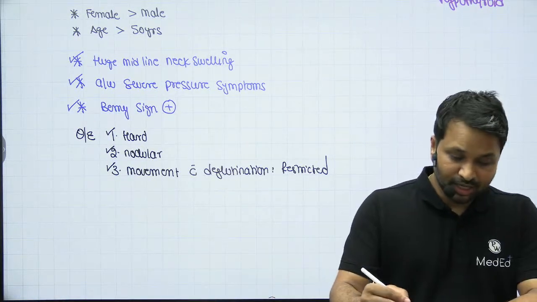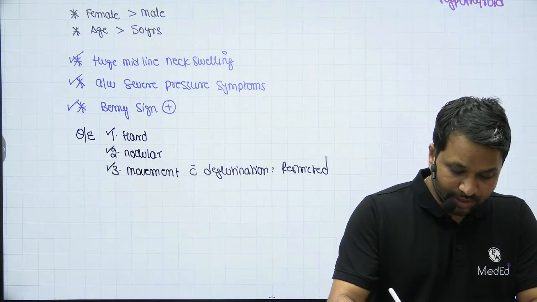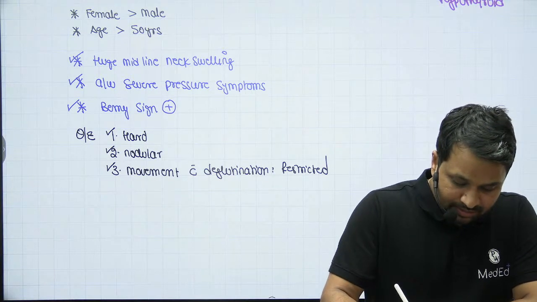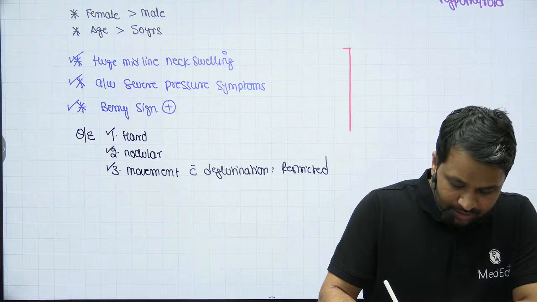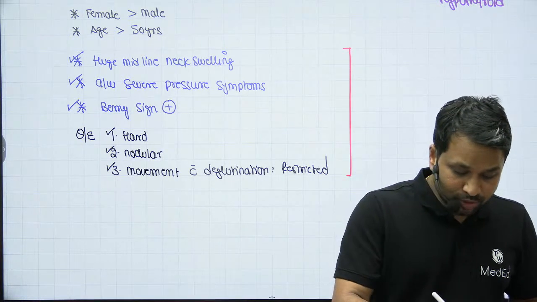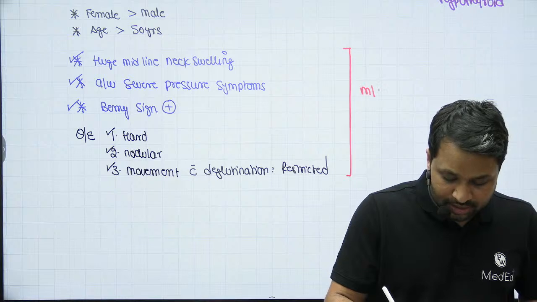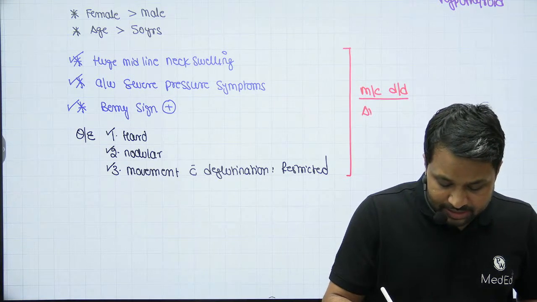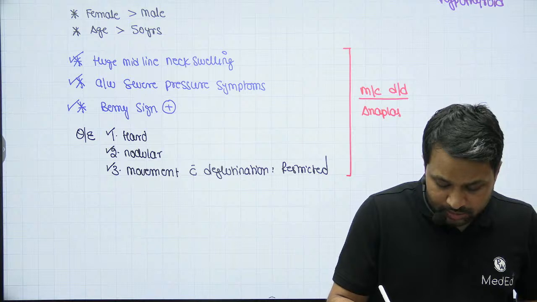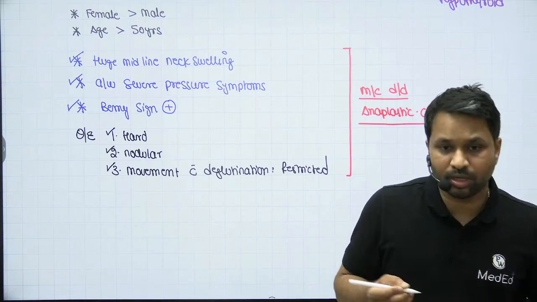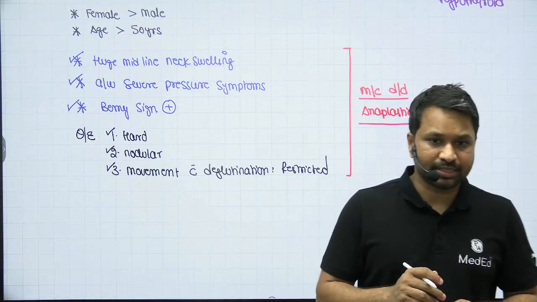In fact, if you see all these features, we'll discuss tomorrow when you talk about malignancy, all these features that are present suggest malignancy. In fact, the most common differential diagnosis for Riedel thyroiditis is your anaplastic carcinoma.